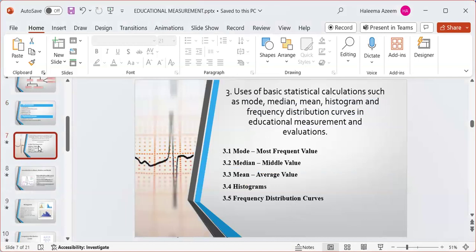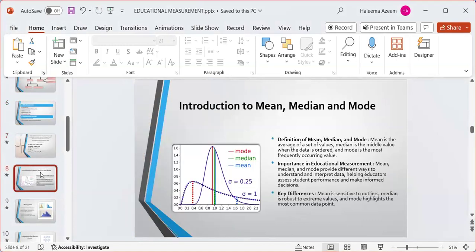I am Gayani Sivanathan. My topic is the third, uses of basic statistical calculations such as mode, median, and mean. Mean, median, and mode are fundamental measures of central tendency in assessment, and their definitions are significant in educational measurement.